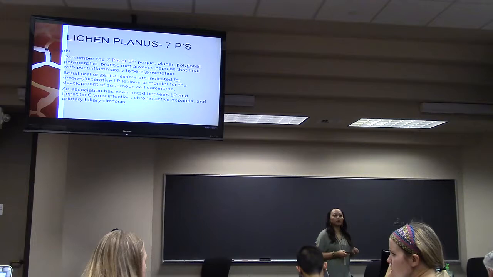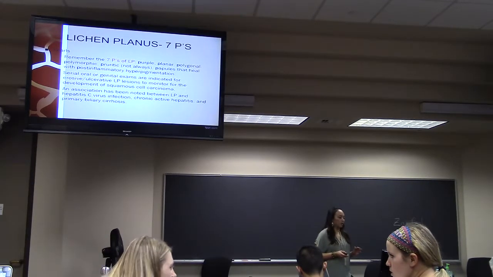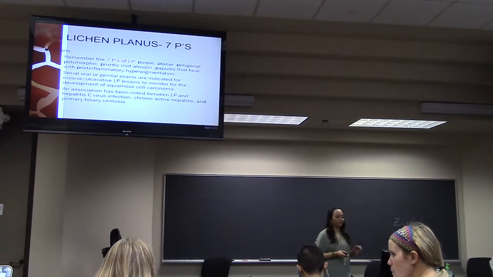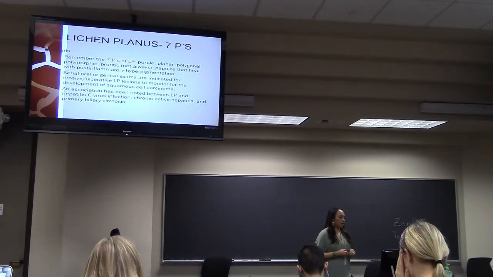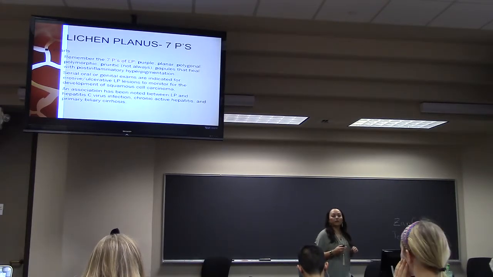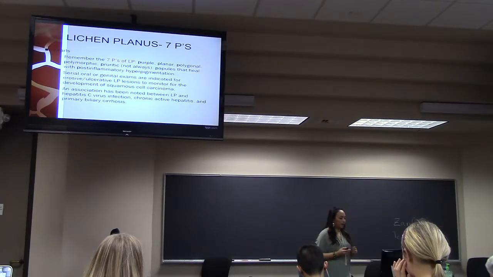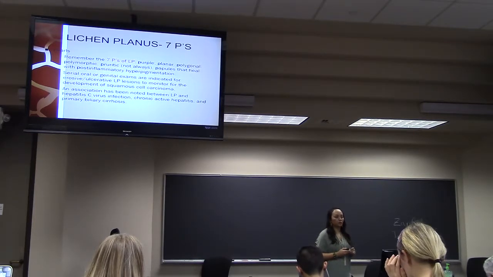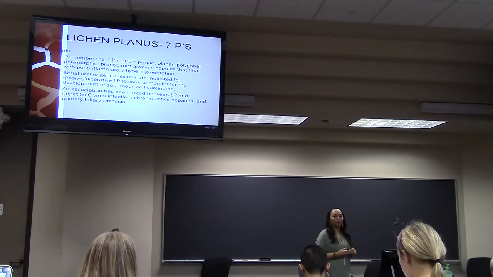Okay, so here are the pearls, the 7 Ps. I wrote it out for you guys: purple, planar, polygonal, polymorphic, pruritic papules that heal with post-inflammatory hyperpigmentation. So remember that. People who have it in their mouth or on the genitals, you need to make sure you look at them often, if not every 6 months, at least once a year, to make sure it doesn't change or turn into a cancer or anything like that. And again, what we talked about earlier, it has an association with hepatitis C. So always make sure you check lab work on these patients.